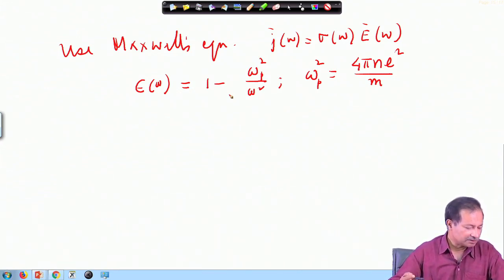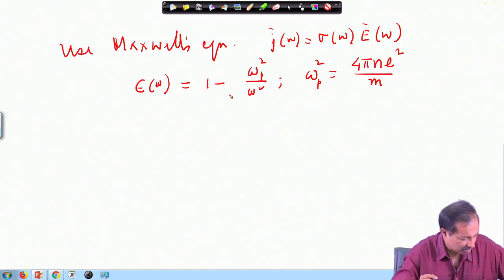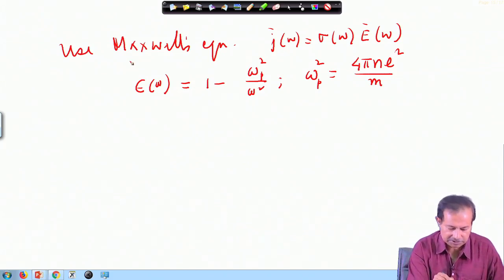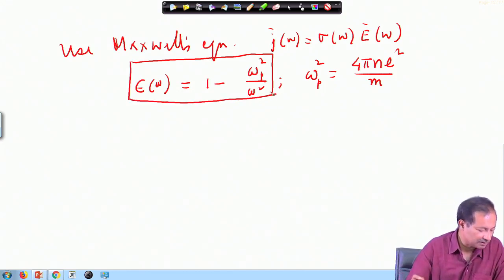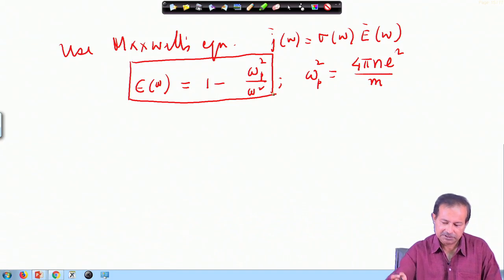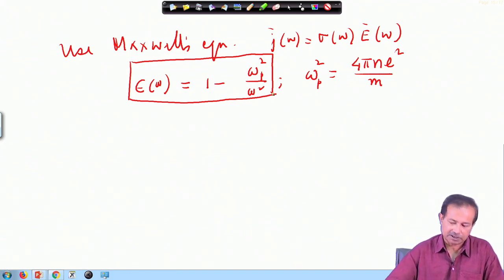So, oscillatory radiation will propagate, and the metal will become transparent if your omega is greater than omega p. This relation is actually very useful, and the value of plasma frequency is typically around, as I said, in the 10 to the power 15 hertz range for typical metals.